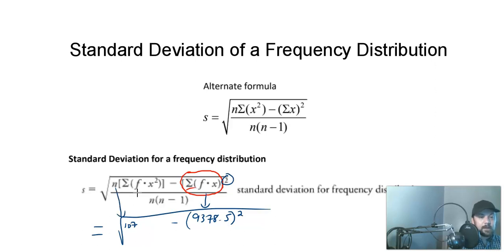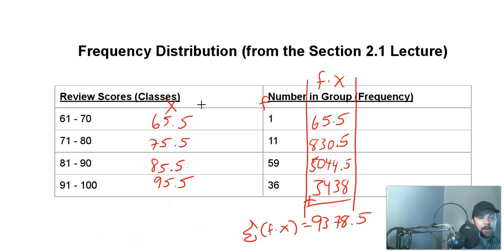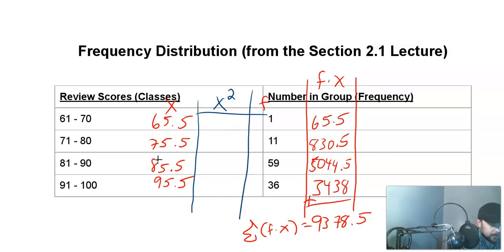Next, I need to find this sum, which means I need to take my class midpoints and square them first, then multiply by the frequency for each class, then add up all those results. So we'll extend the table. I will square each midpoint and put it in this column. So we have 65.5 times 65.5. Oh, maybe I should have picked a different data set with nicer numbers. 4290.25.